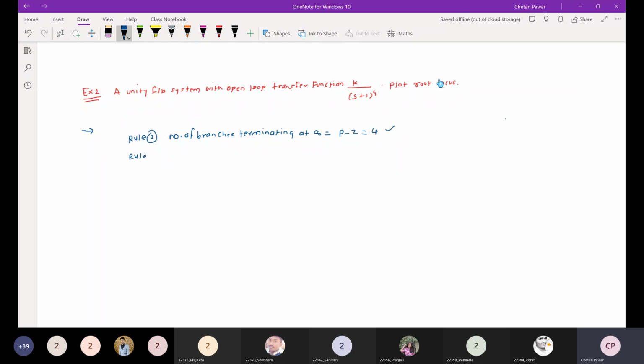Then rule 3, just form the real axis root locus branches. So there are repeated poles at -1 location, 4 repeated poles, 2, 3, 4 at -1 location. Then rule 4, angle of asymptotes.